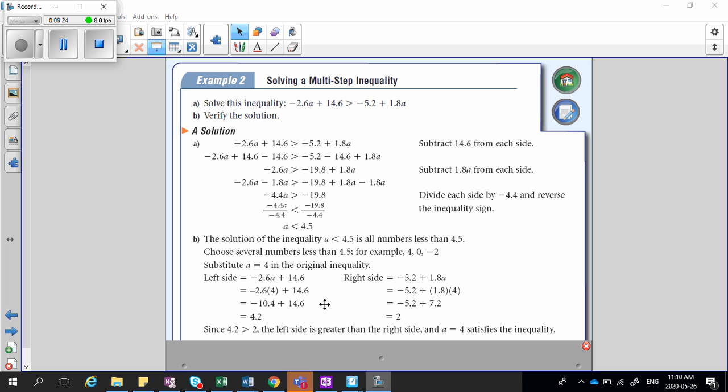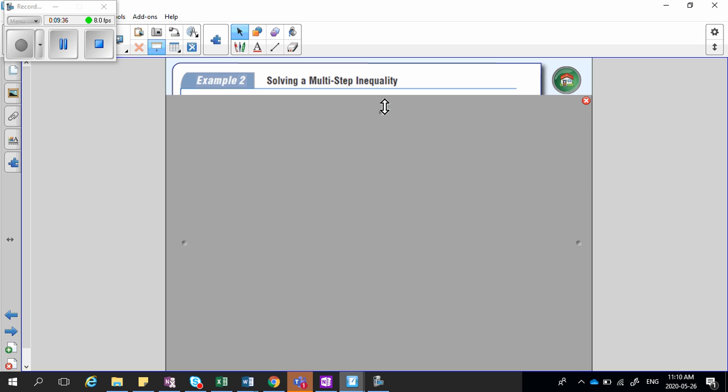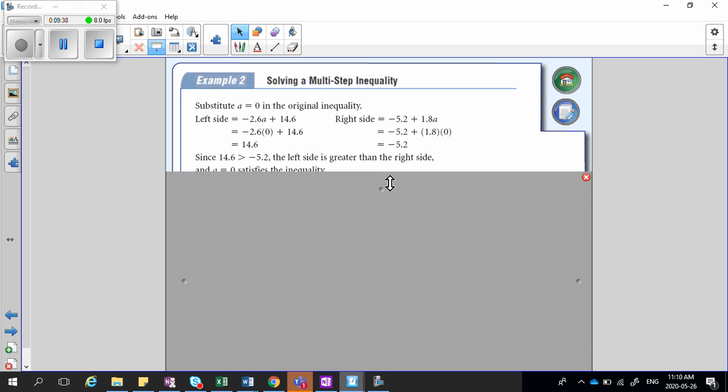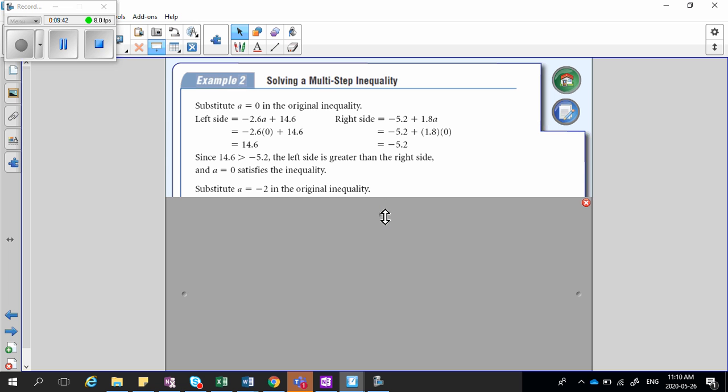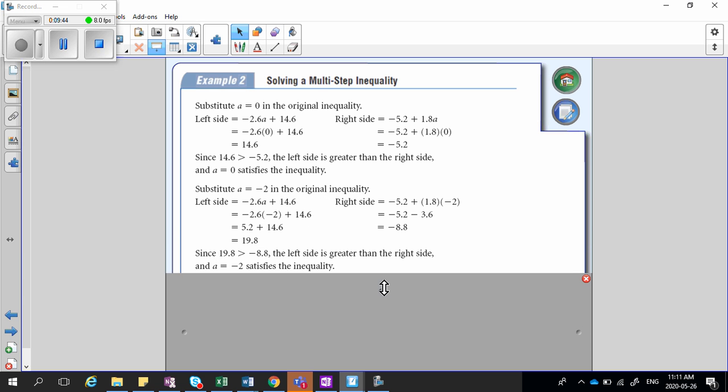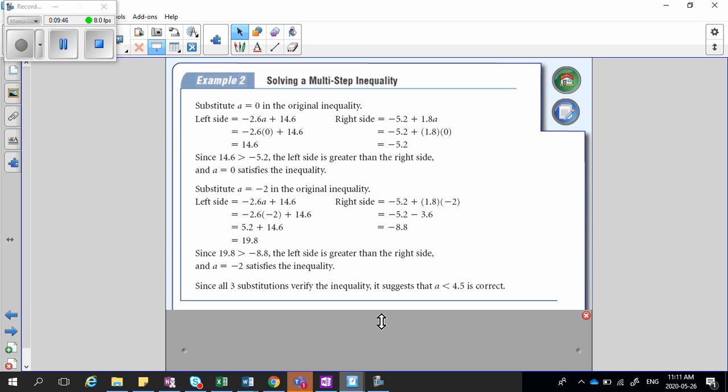Substitute in a value of 4 for a, and they get 4.2 on the left and 2 on the right. Is the left greater than the right? Yes, check. Then the next, they do the same thing, but with different values, all satisfying the inequality. They try it with a 0, and the left side's greater than the right side, and then they try it with negative 2, and again, it's greater than the right side. So all 3 substitutions verify the inequality, which tells you that your answer is correct.